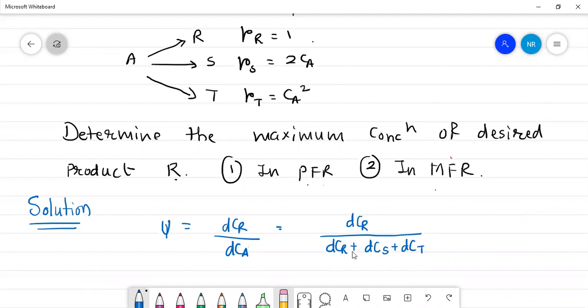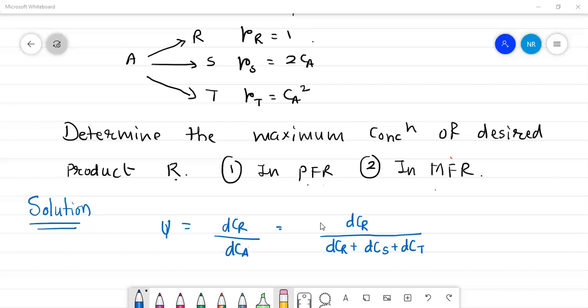Instead of dCA, can I write down all these three? Because dCA is having three. One is R, one is S, and one is T. So A is decreasing, so R, S, and T are increasing. So instead of dCA, we can write dCR plus dCS plus dCT. Yes.